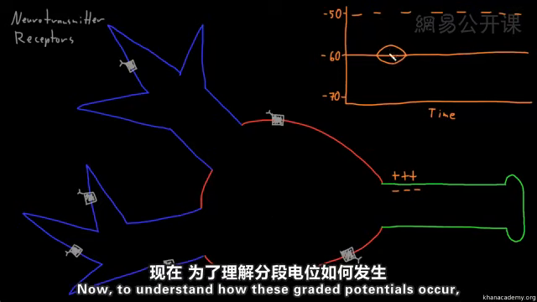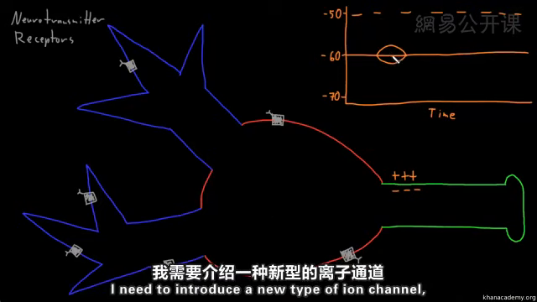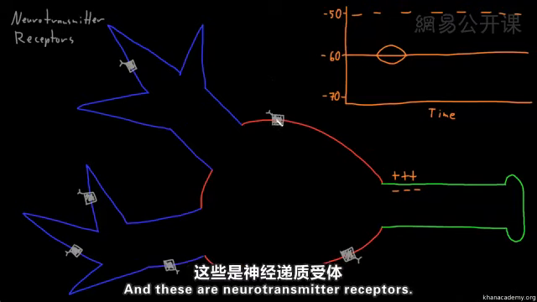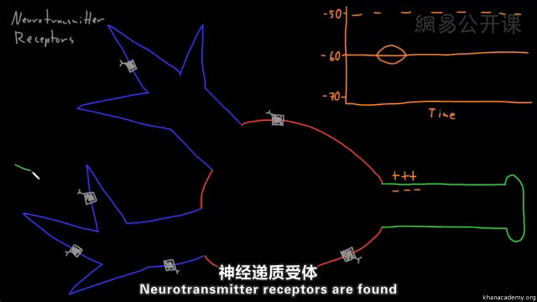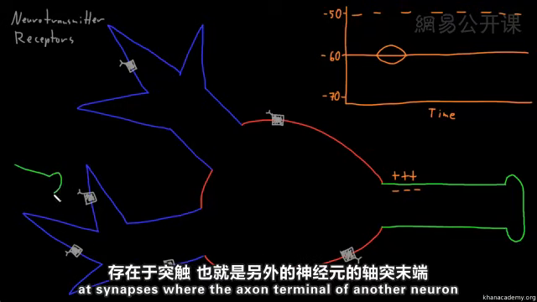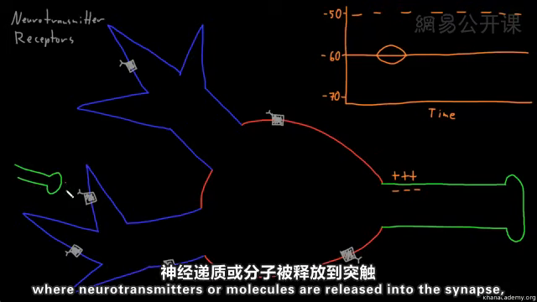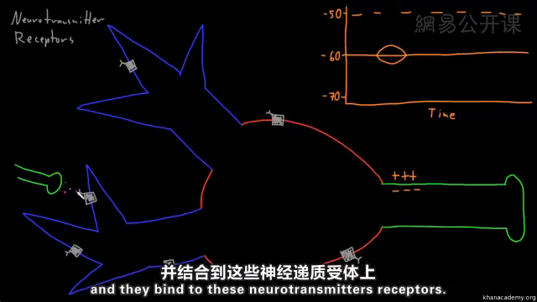Now, to understand how these graded potentials occur, I need to introduce a new type of ion channel, which I've drawn here, and these are neurotransmitter receptors. Neurotransmitter receptors are found at synapses, where the axon terminal of another neuron releases neurotransmitter molecules into the synapse, and they bind to these neurotransmitter receptors.